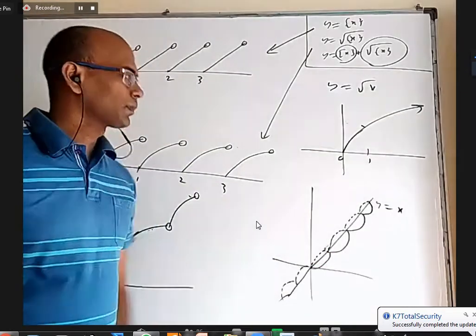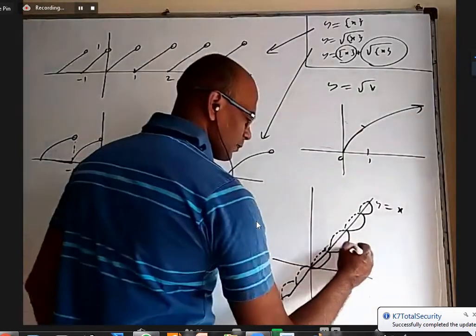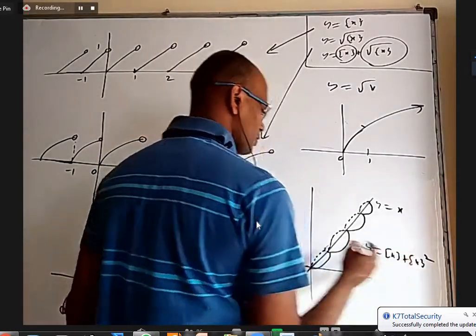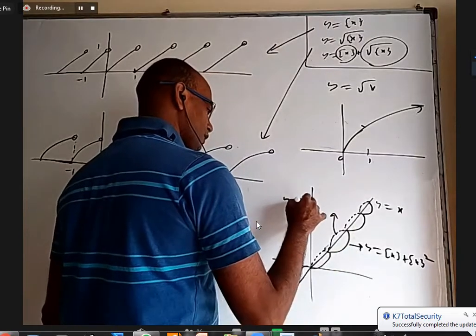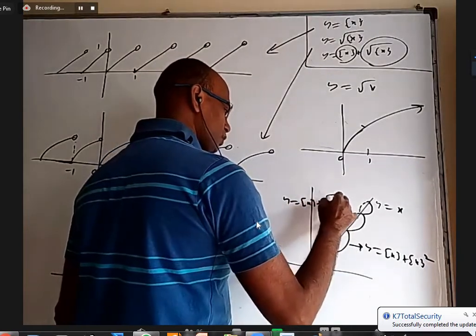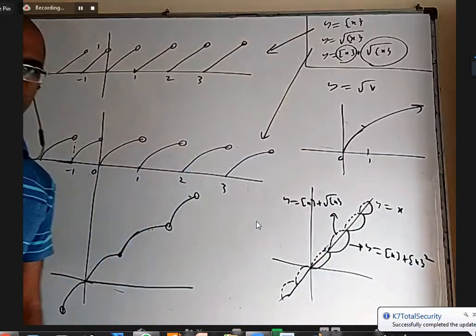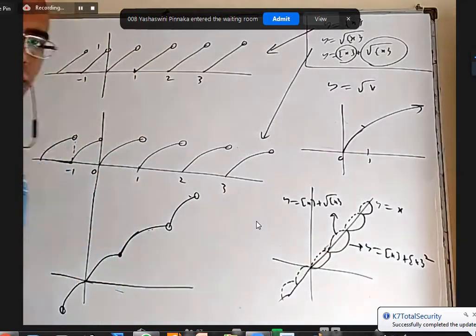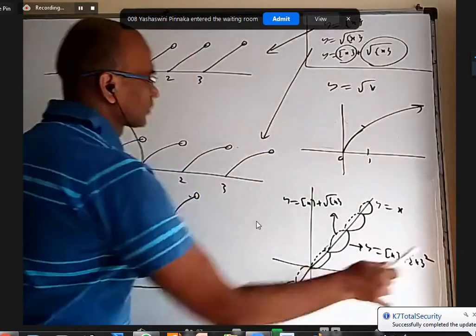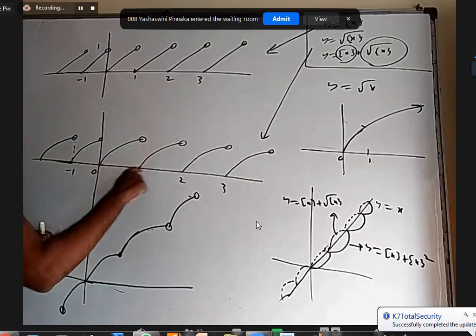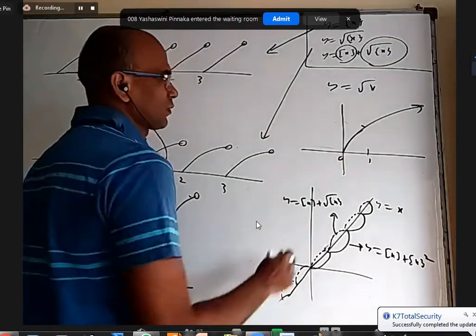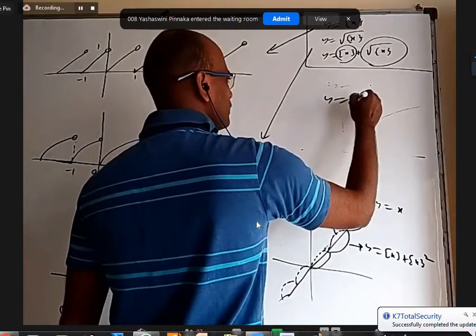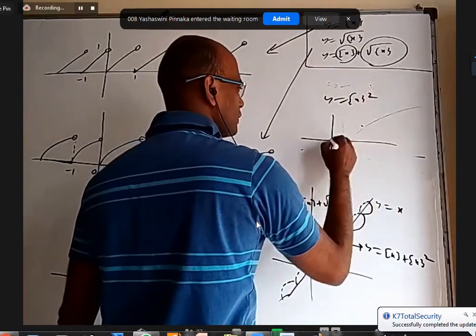You know what that is? That is actually y equal to integer part of x plus fractional part of x whole square. And the inverse is y equal to integer part of x plus square root of fractional part of x. If separately you want to draw the graph of fractional part of x whole square, y equal to fractional part of x whole square, it will be like this.